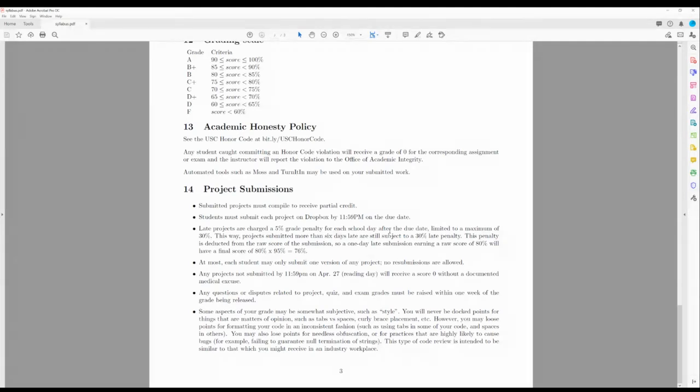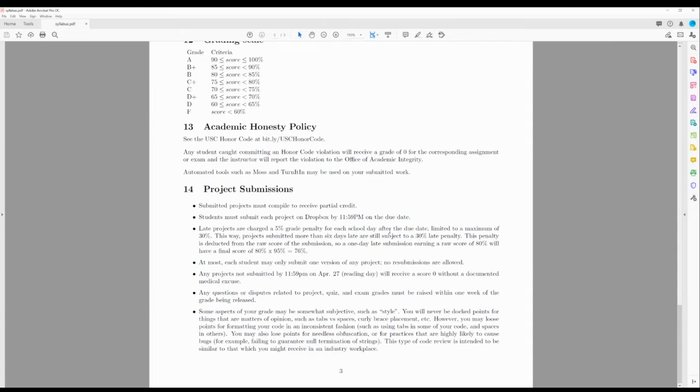The due time, I should say, is 11:59 p.m. on the due date. So 1 minute before midnight, because midnight is technically the next day. Late penalty is 5% per school day, and it's capped at 30. So this is a very lax late penalty.